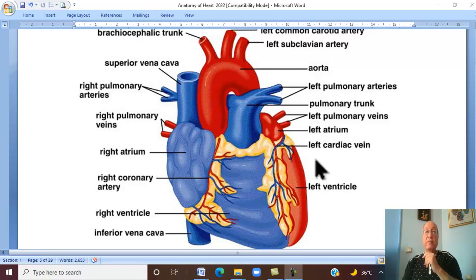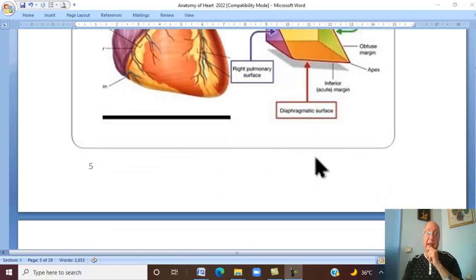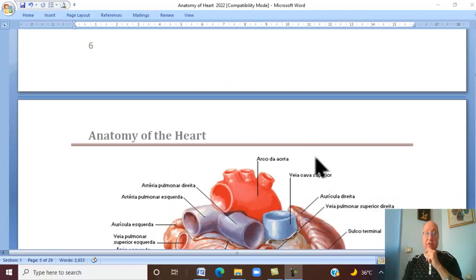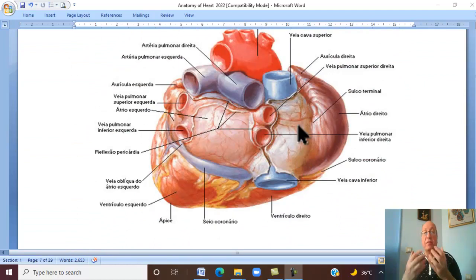The base of the heart is formed of the two atria. This is the base of the heart seen from behind. The base of the heart, which is the posterior surface, better seen from behind, is formed of left atrium and right atrium. Therefore, the base is formed by the two atria, but mainly the left atrium.